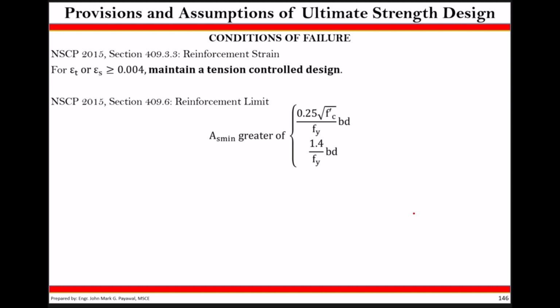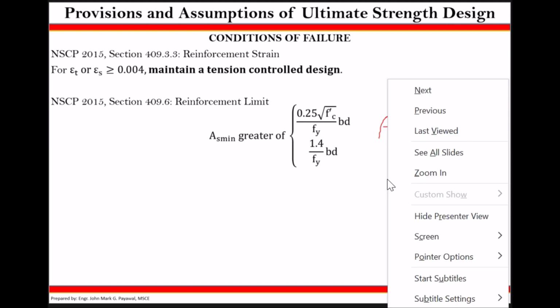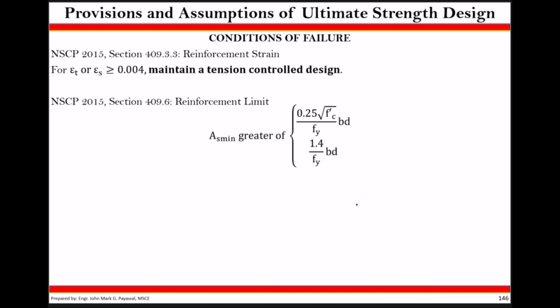Under the USD, design or analysis, you always compare your computed or actual As to your As minimum. Dapat lagi siyang greater than or equal to. There are provisions wherein when your As becomes less than, you need to provide As minimum instead. Hindi na pwedeng bumaba pa kasi nga minimum siya. That is the provision from the code.